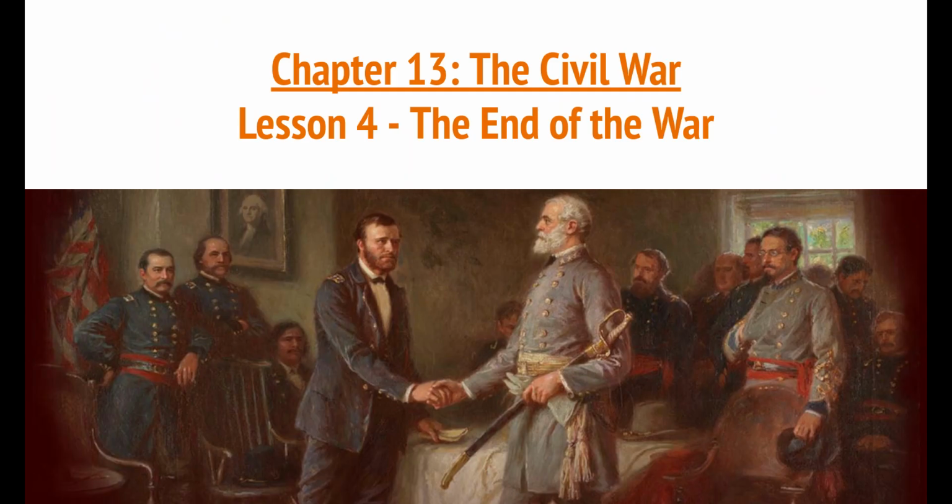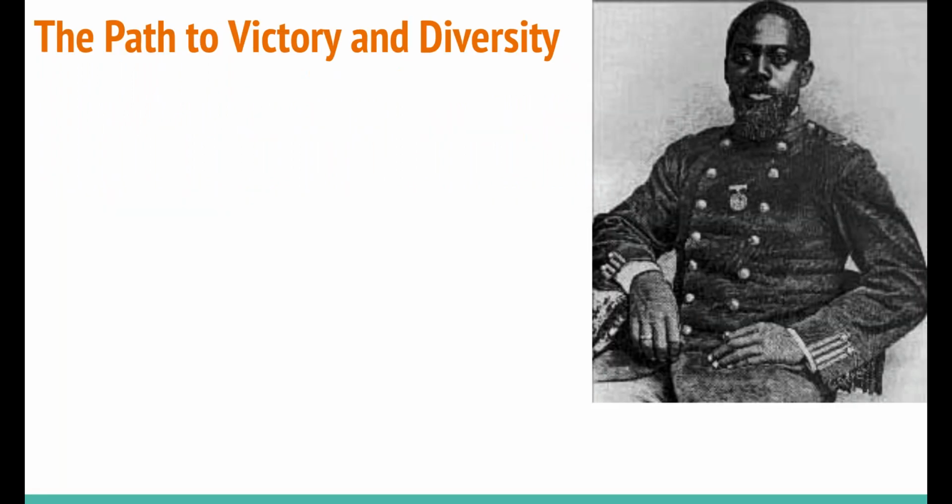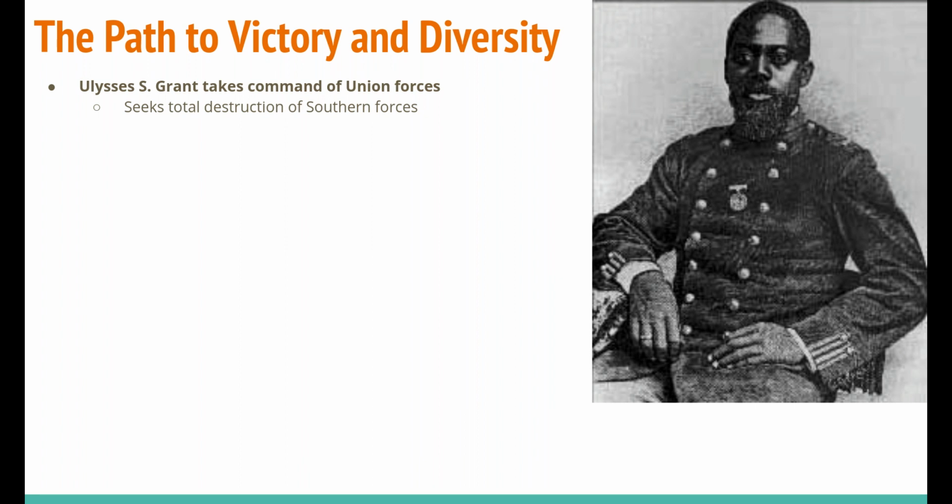All right, so jumping back into it, Chapter 13, Lesson 4, the end of the war. So let's talk about how this war starts kind of wrapping up, right? The path to victory and the role of diversity in the war. So Grant takes command of all of the Union forces after having made a name for himself at the Battle of Vicksburg. His goal is going to be this total destruction of all Southern forces. He wants to wage total war, right? No mercy, victory or death.